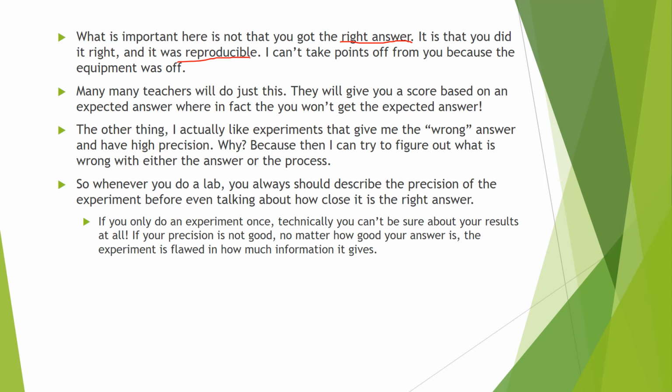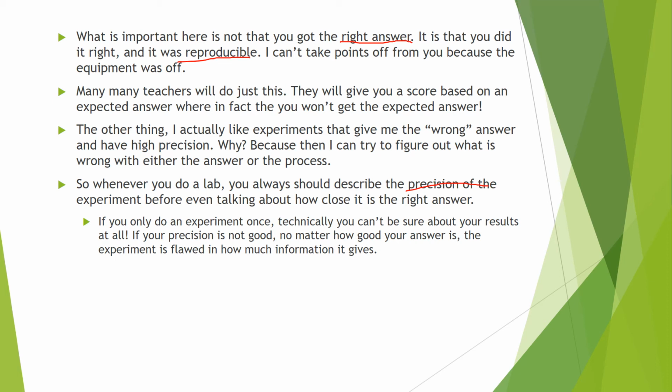If I would have given students 8 points for having the wrong answer, even though it's wrong not because of what they did, but because of the equipment, that'd be wrong. And I know many teachers that just grade on accuracy and expect the experiment to give the result that's there, but you can't assume that. So whenever you do a lab, you should always look at describing the precision of the experiment before you even talk about how close the answer is.